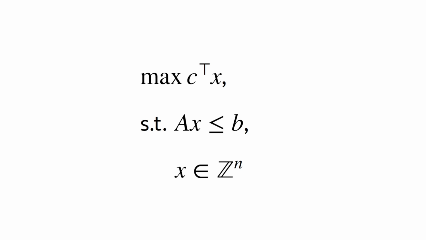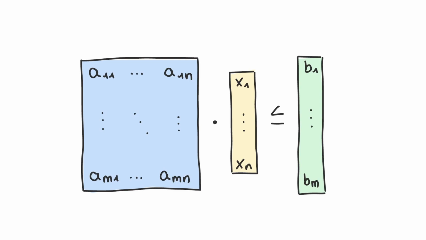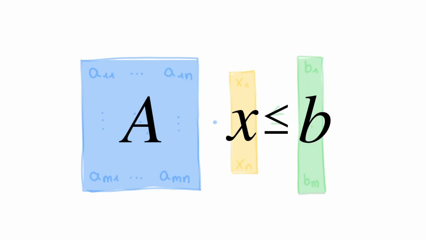In integer programs, we want to find an x such that all these constraints are satisfied. So we want to maximize an objective function c transpose x such that the constraints Ax ≤ b are satisfied, and hence the name, x is an integer. If we just look at the constraints here, we can visualize them as follows, where we see our matrix A, our desired vector x, and the right-hand side b.